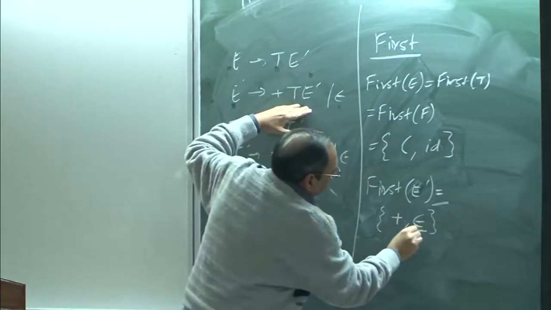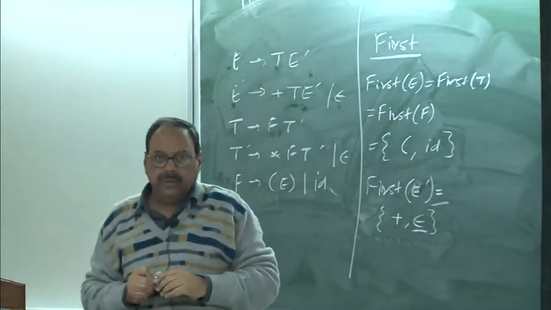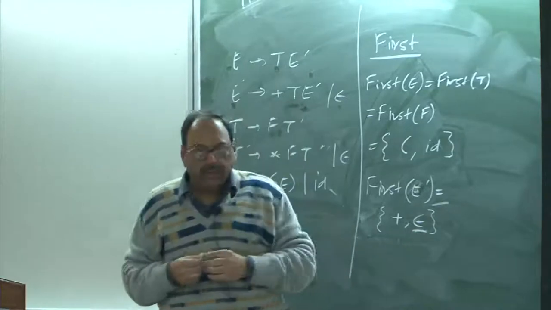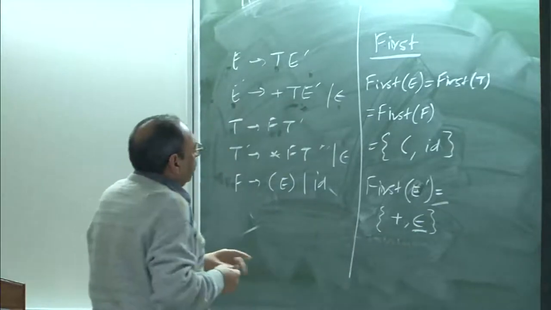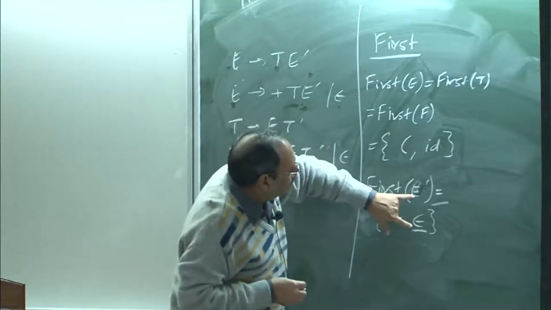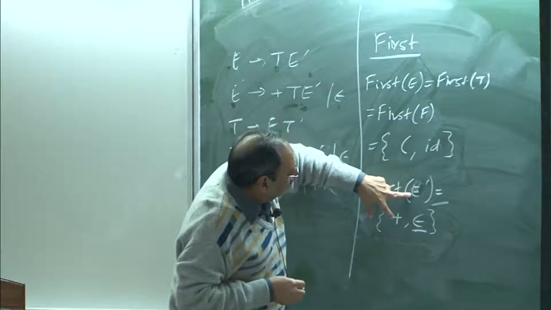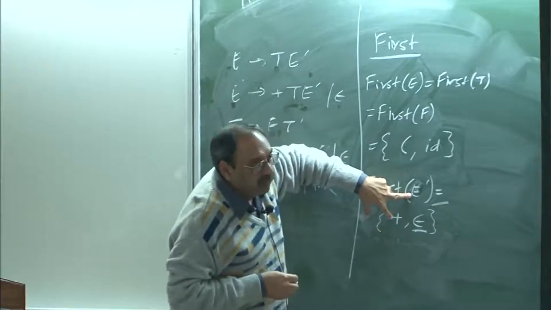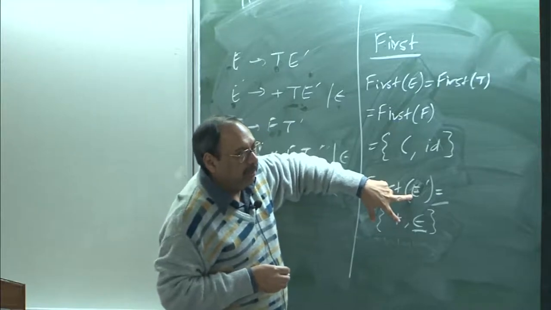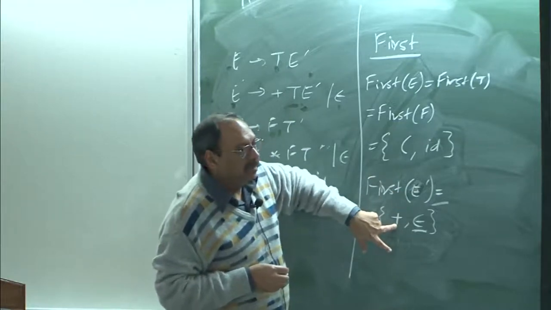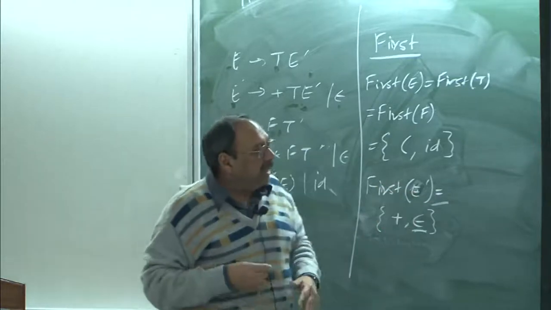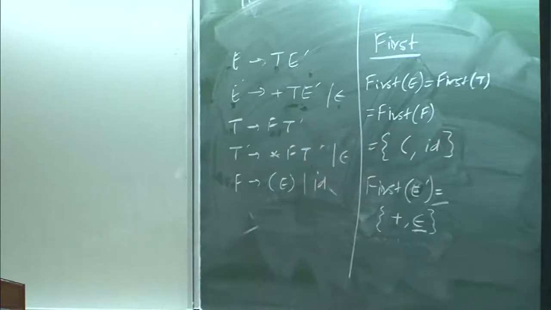Now this, I will discuss in a little more detail. Because how do I get epsilon here? This is slightly tricky. What this means is that E prime can derive epsilon. So the way to interpret this is that when I say plus is in the first of E prime, what that means is that if I start deriving strings which start with E prime, then the string must begin with plus, but E prime can also derive epsilon. Now when I say it can derive epsilon, I have to look at it slightly more generally.